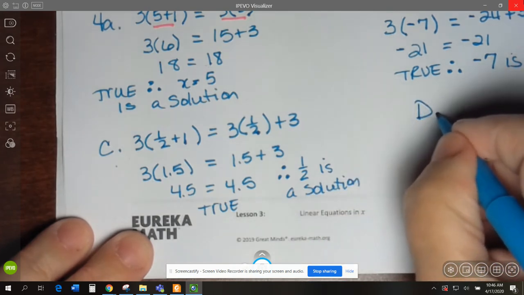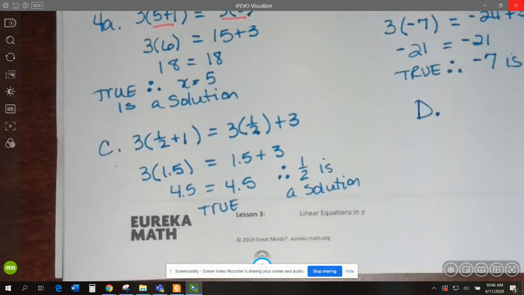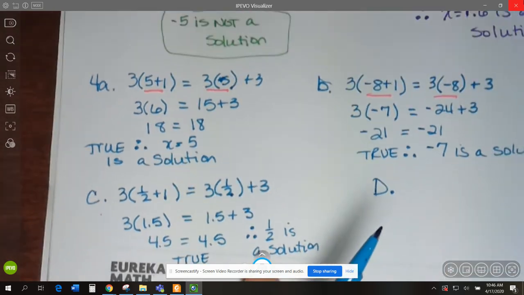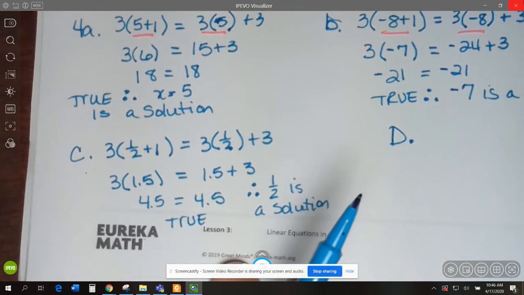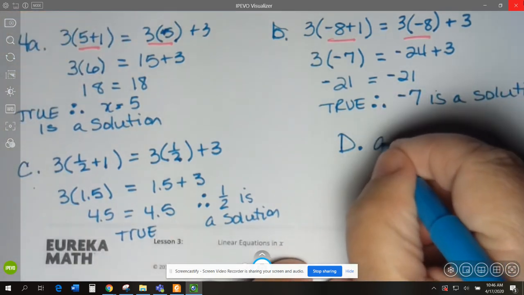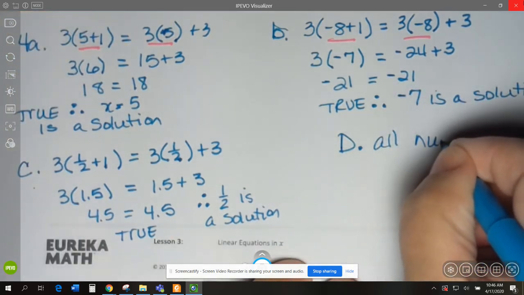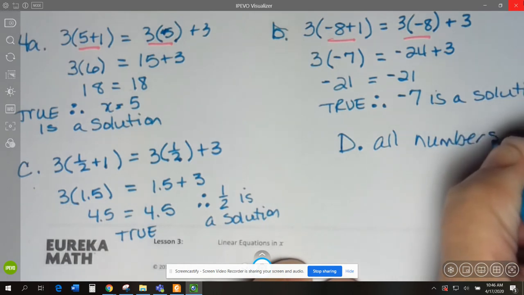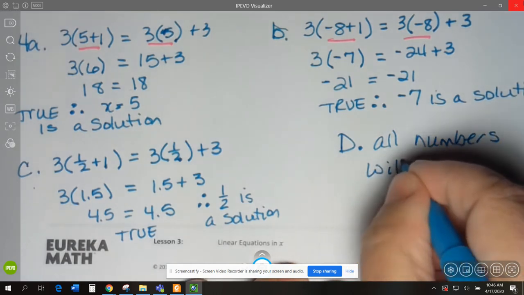D. They want to know, what are you noticing? What are you noticing about this? This one worked, this one worked, this one worked. So, what do we notice? All numbers will be solutions.